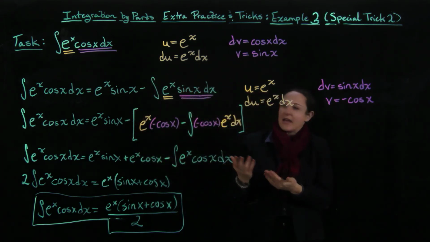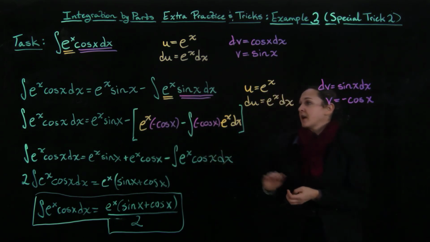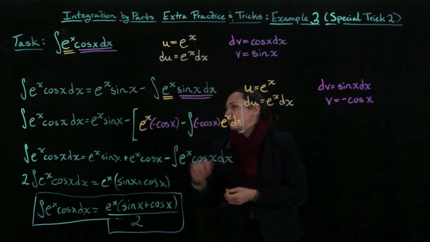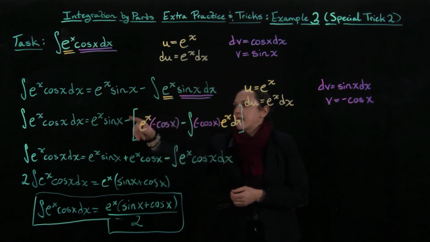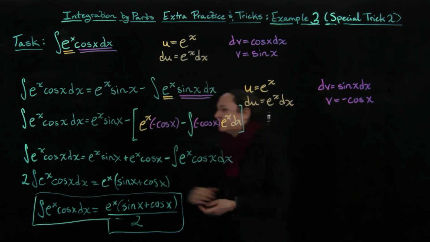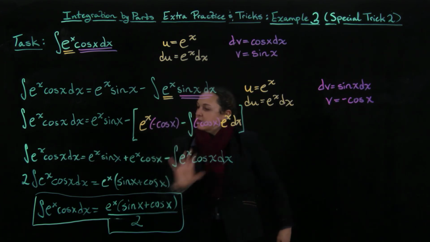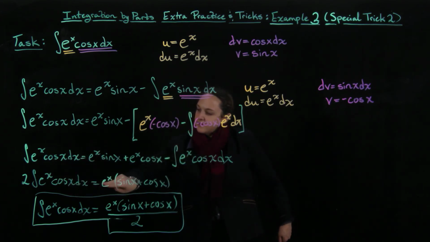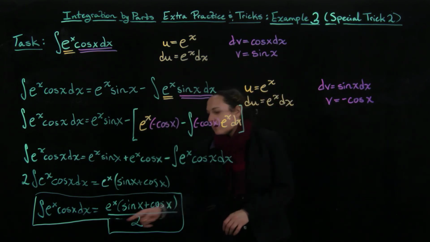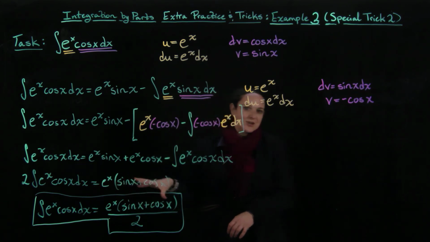It's common at least to mess up the sign on things, and this doesn't work if you mess up the sign. And then other than that, we just keep track of how many minus signs we have with all of our parentheses. And then in the end, we're able to solve for it: we have the integral of e to the x cosine of x on both sides. We bring it over so we have 2 copies of it, and then we get e to the x sine of x plus cosine of x. And so we can just divide that by 2 and we get our integral.